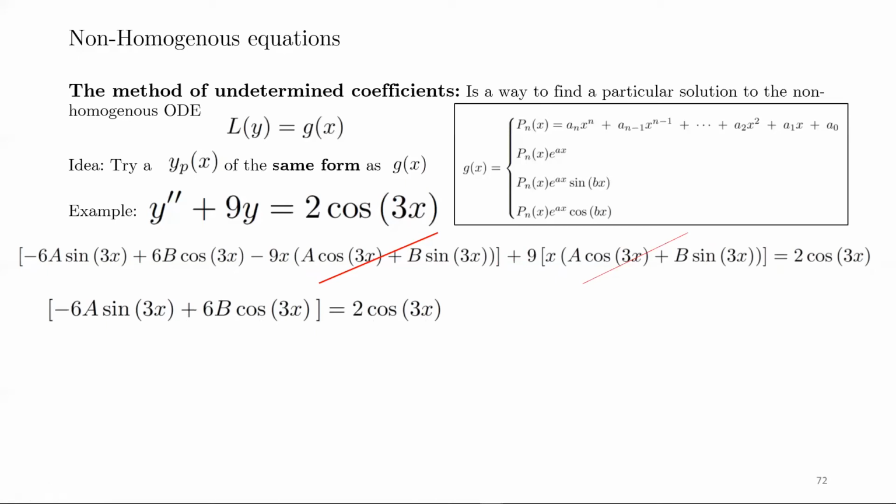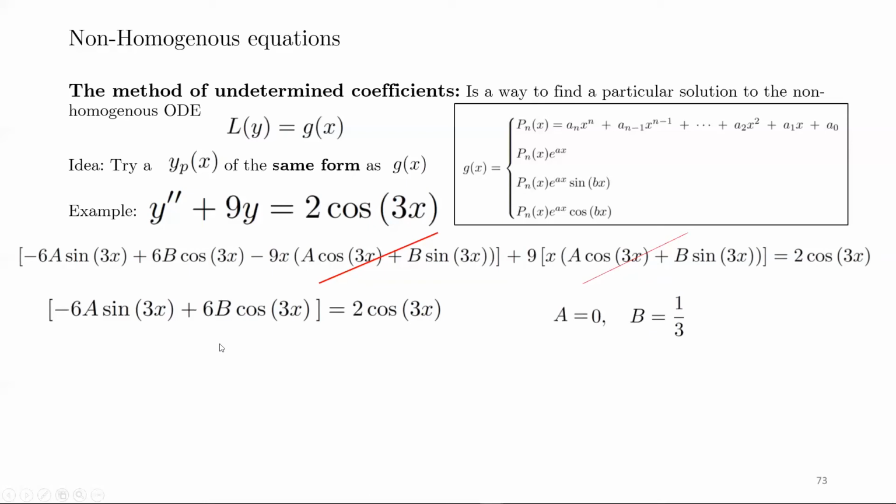Okay, well again, now I need to match terms. I need to match the sines on the left and right side and the cosines on the left and right side. And it turns out that, of course, there are no sine terms on the right hand side, so a must be equal to 0. There are two cosine 3x terms on the right hand side. There are 6b on the left hand side, so therefore b must be equal to 1/3.